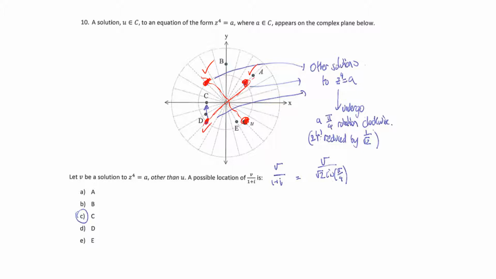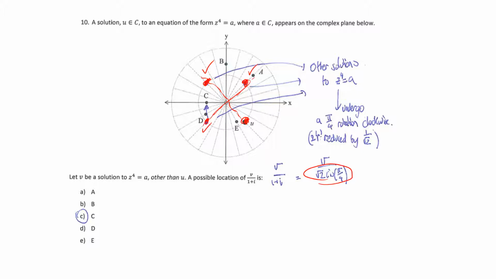Okay, so a possible location of V divided by 1 plus i. This is all about realizing that 1 plus i in polar form is just the square root of 2 cis pi on 4. What's the geometric impact of dividing two complex numbers? Well, you're taking the first complex number U in this particular case and rotating it clockwise this time, rather than anti-clockwise, by 45 degrees. That's what the cis part does.